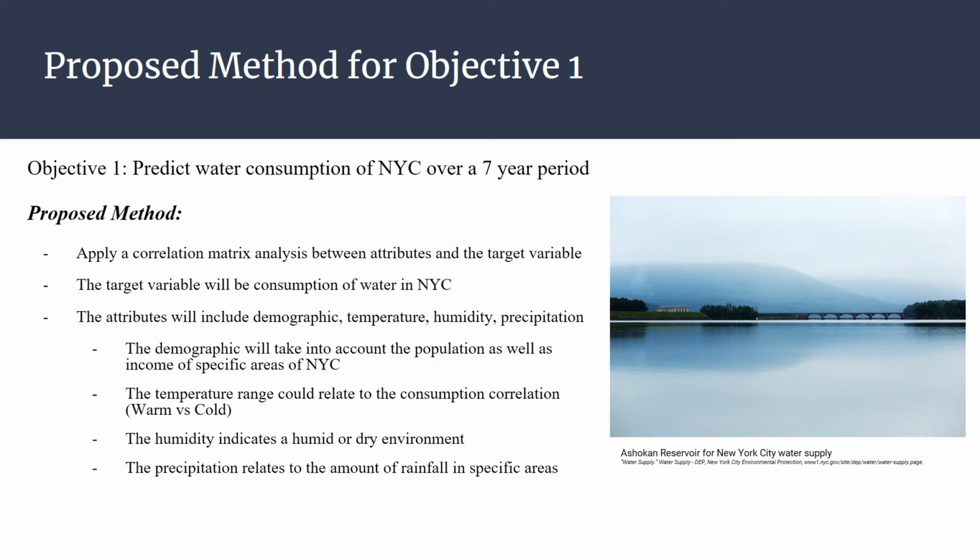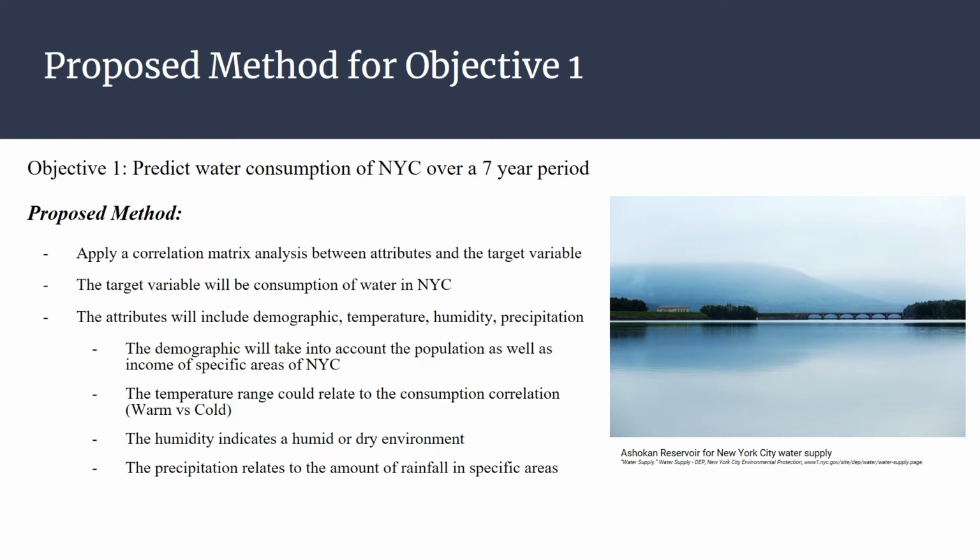For predicting water consumption of New York City over a 7-year period, we applied a correlation matrix analysis between attributes and our target variable to assess which of these attributes best predict our target variable. The target variable in our case is water consumption of New York City, and the attributes we're going to use are demographic, temperature, humidity, and precipitation. The demographic itself takes into account both population and income of specific areas of New York City.